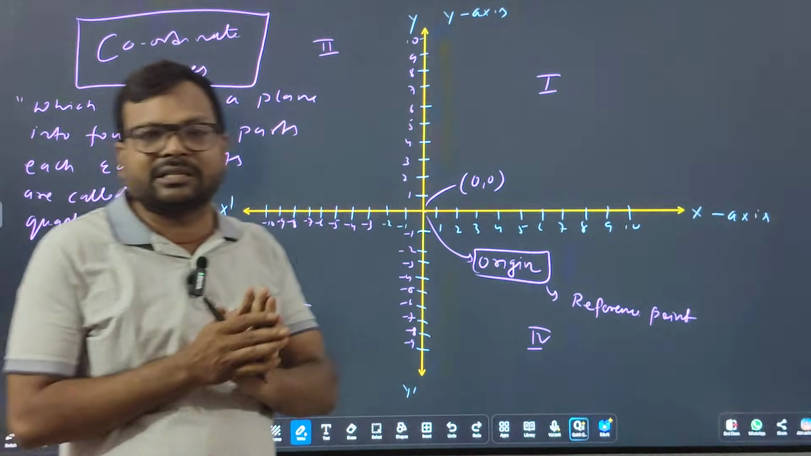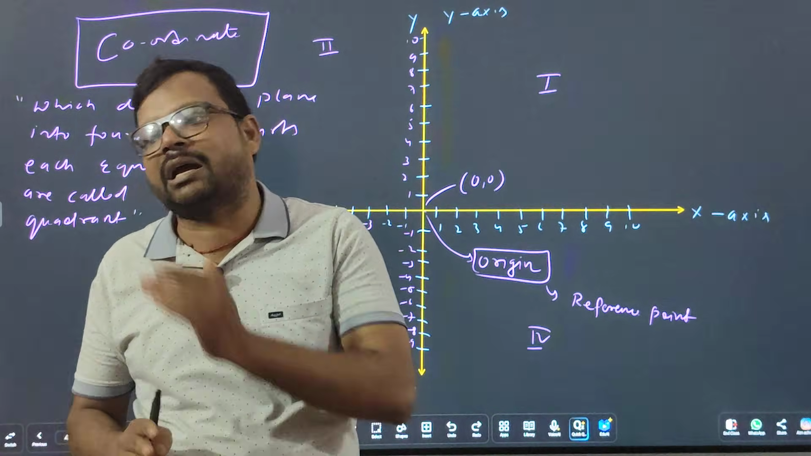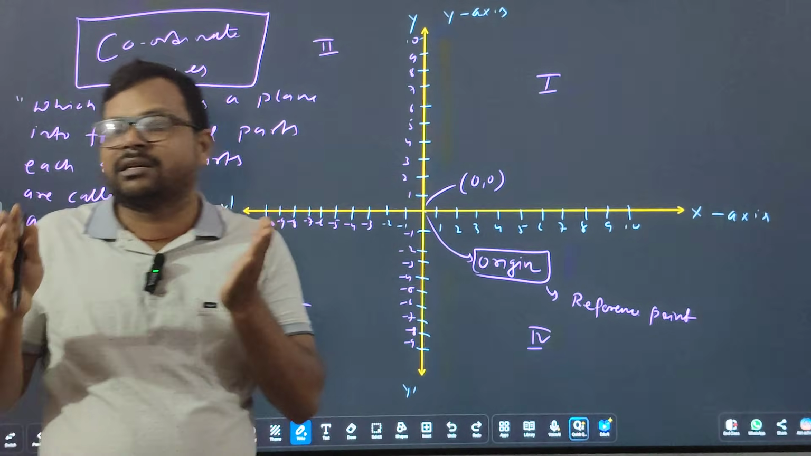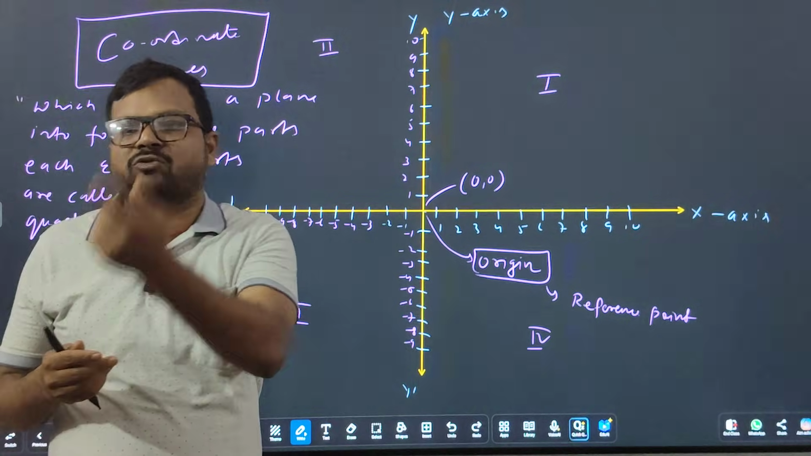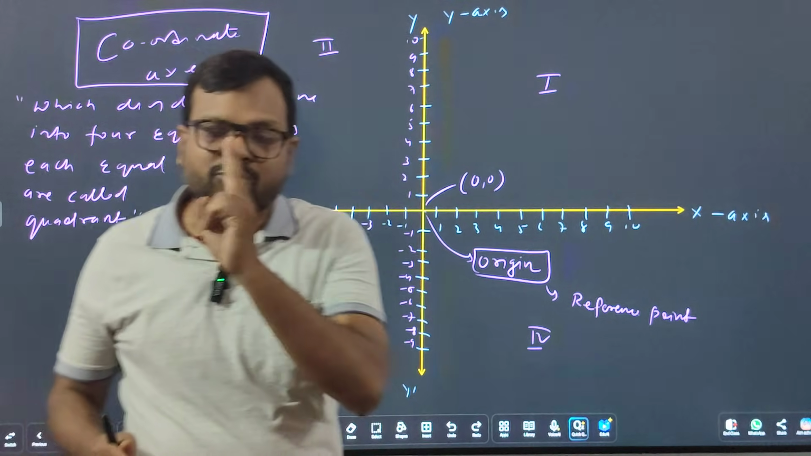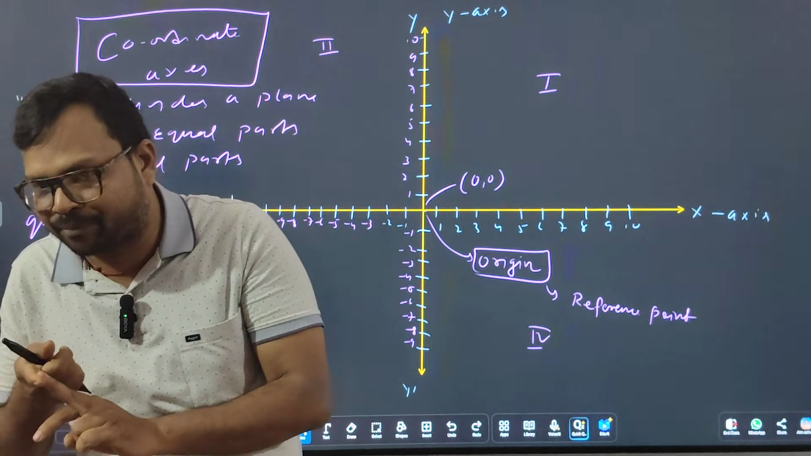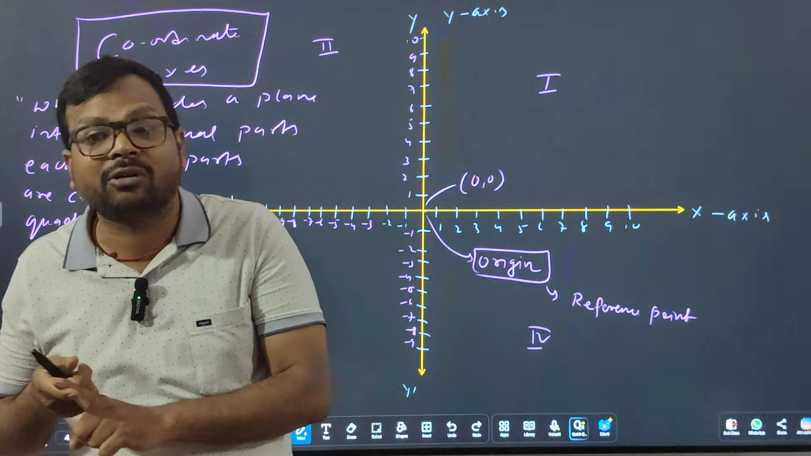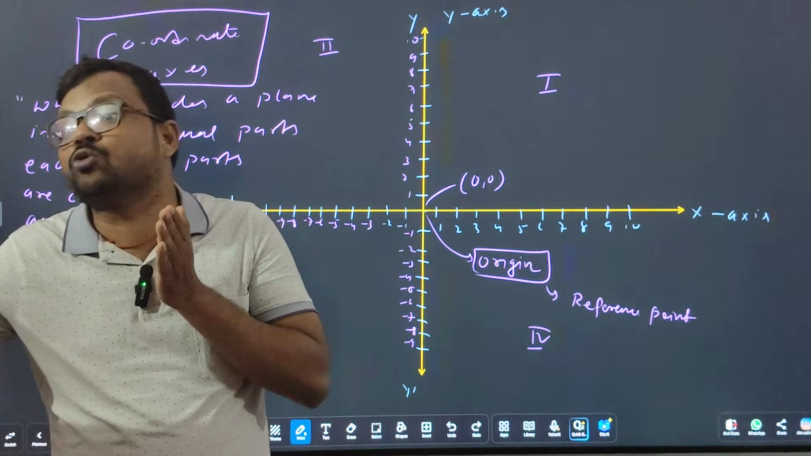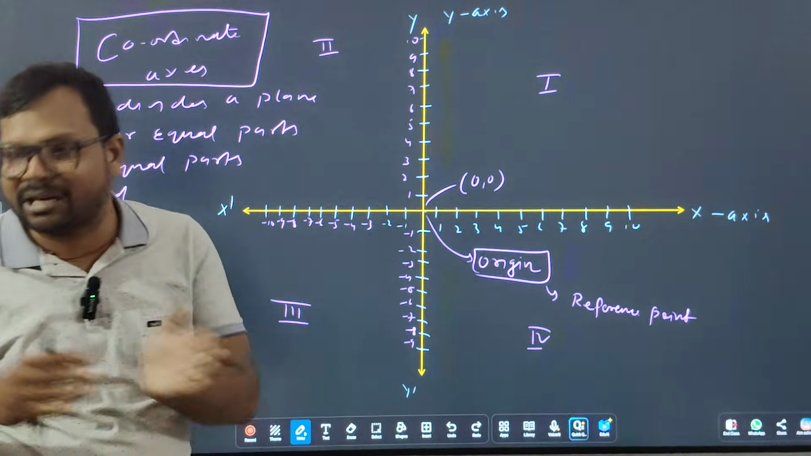That's a reference point. Suppose you are at the house and you want to go to the market, and I ask you to find the distance. Your first question should be, sir, from where to where? That means to find a distance we need at least two points, an initial point and a final point.